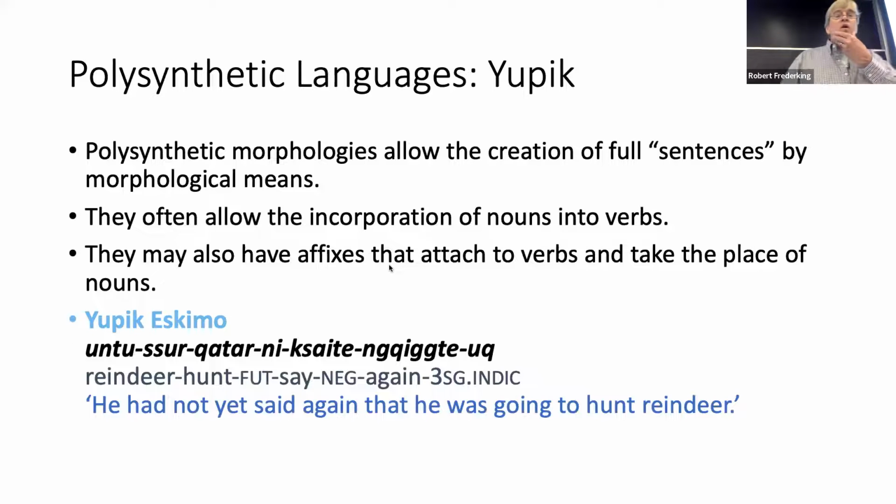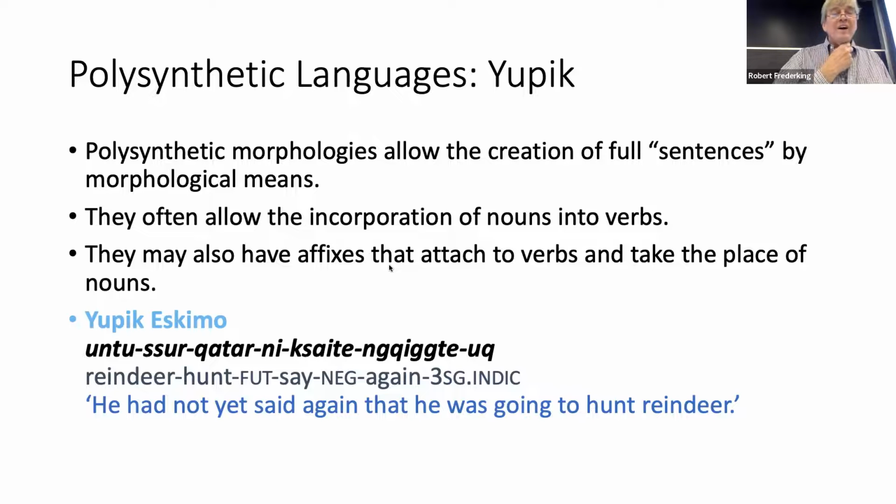And then you go to the real extreme. Yupik is a Native American language from Alaska, and you get these polysynthetic languages where you can basically produce an entire sentence as one word. What would be a sentence in English is one giant word. And the difference between that and agglutinative is basically you can include nouns and verbs in the same word. So if you want to say in Yupik, "he had not yet said again that he was going to go hunt reindeer."